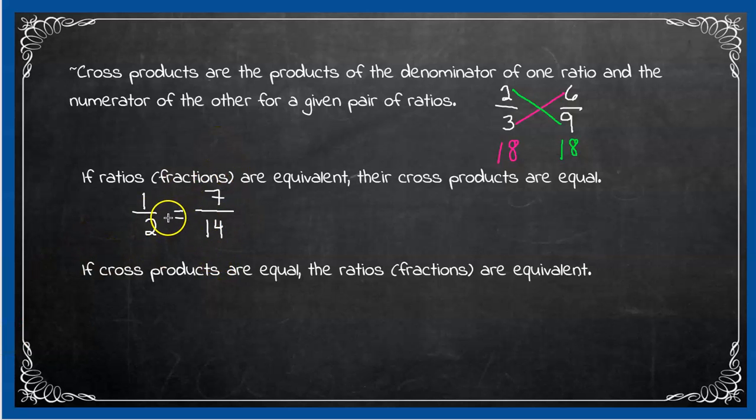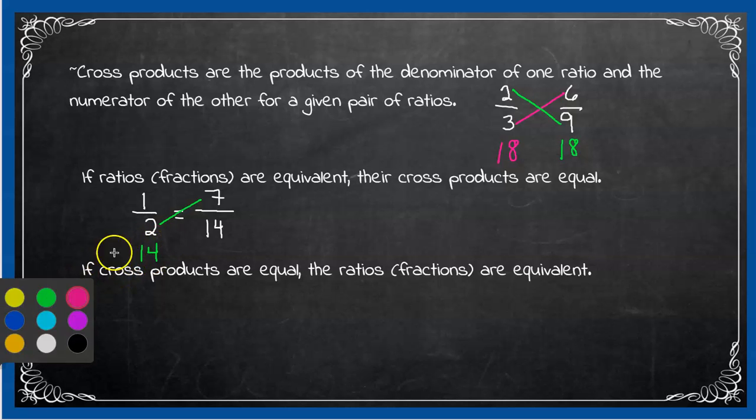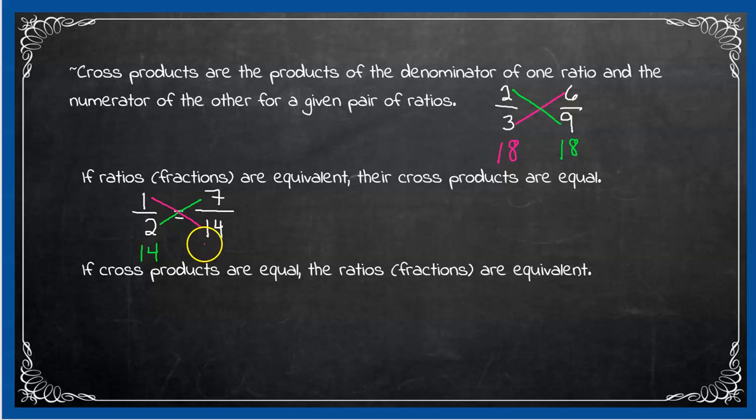So I'm going to get a different color like I did a while ago. 2 times 7 is 14, and 14 times 1 is also 14. So their cross products will be equal, okay? And conversely, in other words, I just turned this thing around and said if the cross products are equal, then the ratios are also equivalent. So if I have two fractions and I know that their cross products are equal, that tells me that the fractions are equivalent to each other.